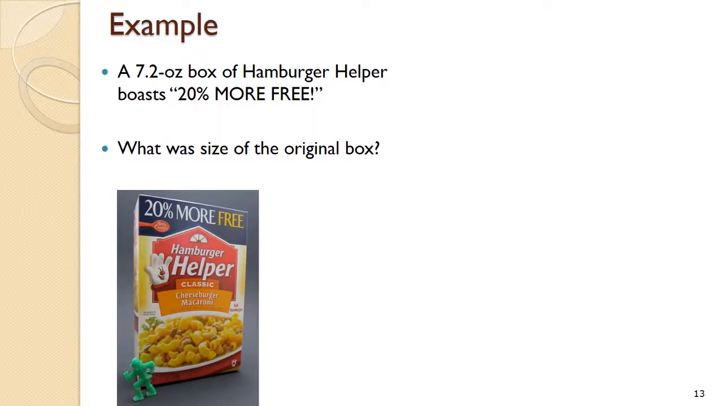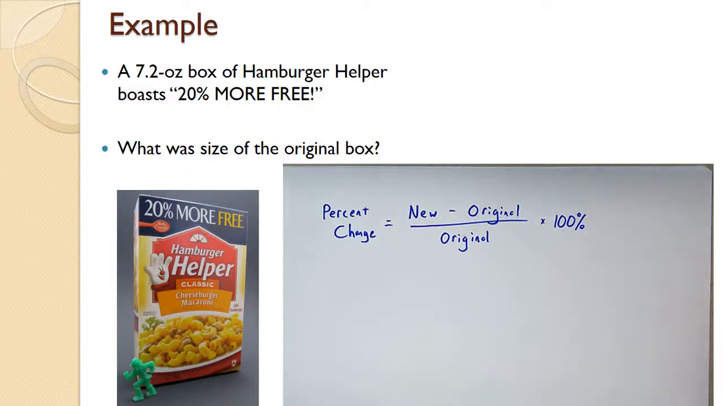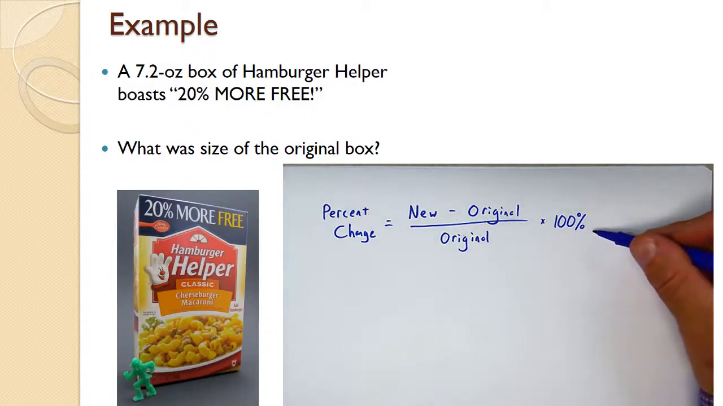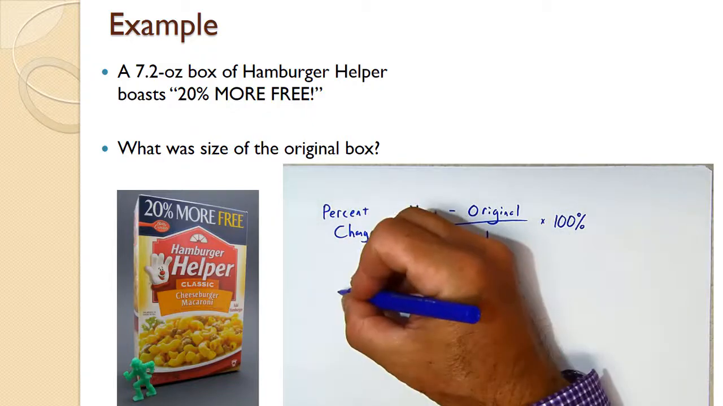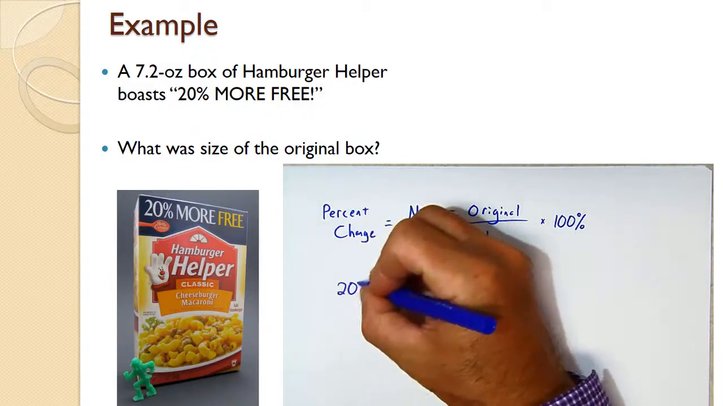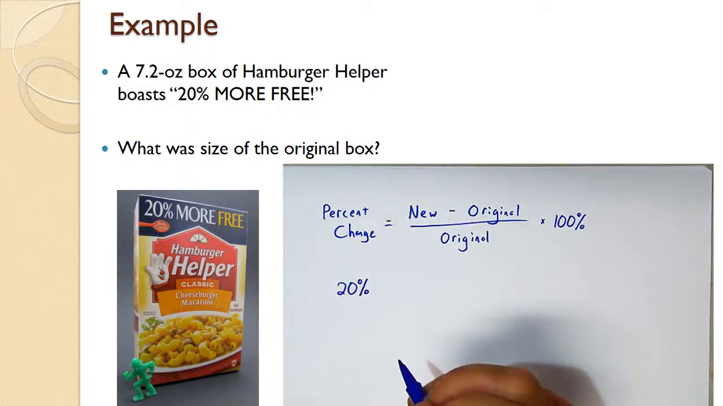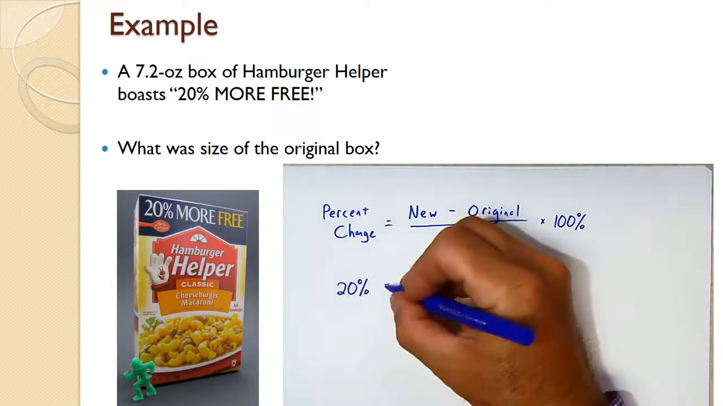There's a box of Hamburger Helper here that says 20% more free, and this is a 7.2 ounce box. And so the question is, what was the size of the original box? Well, this is a percent change problem, and so we can use our formula we were just given. Our percent change in this case, we were told that it is 20% more. And since it's an increase, we're going to leave that being positive.